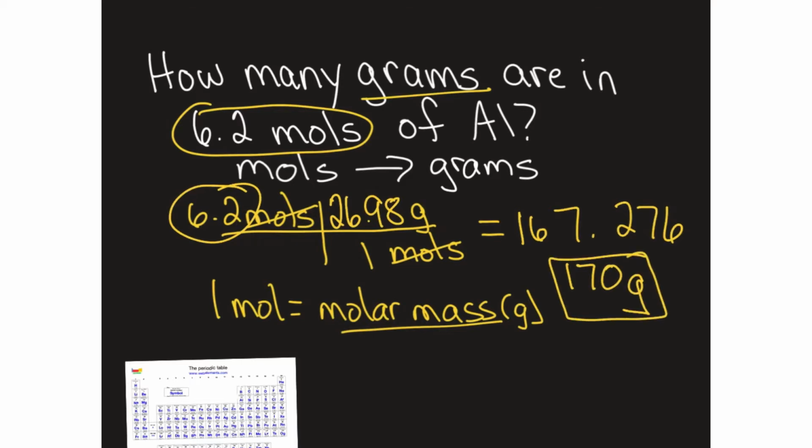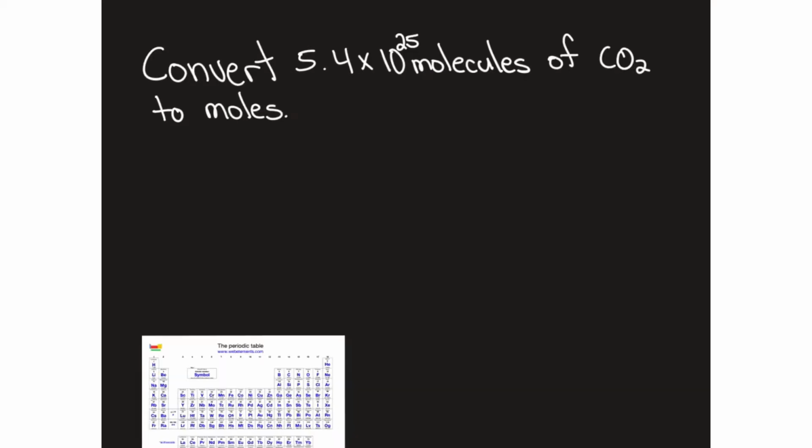It's always good to box or circle your answer so you can see what the answer is, because we've done a lot of work, and we need to highlight our answer. So go back to the question that they asked us. How many grams are in 6.2 moles of aluminum? To answer this question, you would say there are 170 grams in 6.2 moles of aluminum.